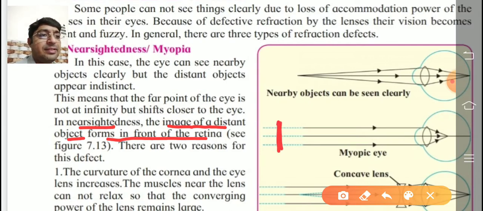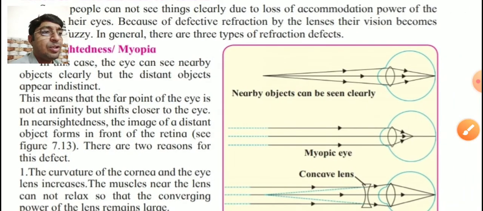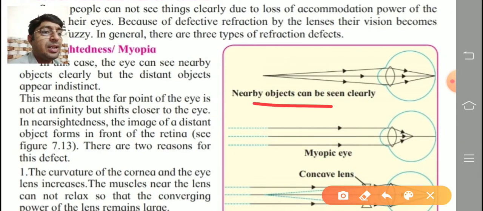In this second figure, the distant object is very far. So where is the image formed? Before the retina, here. It does not reach up to the retina. In the case of a normal human eye, the image is formed on the retina, but in a myopic eye, the image is formed before the retina here.